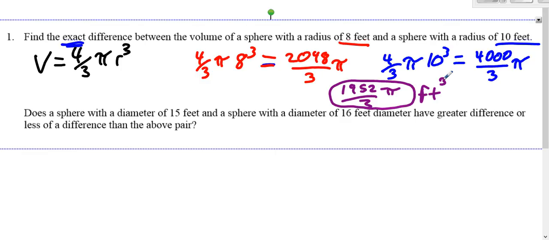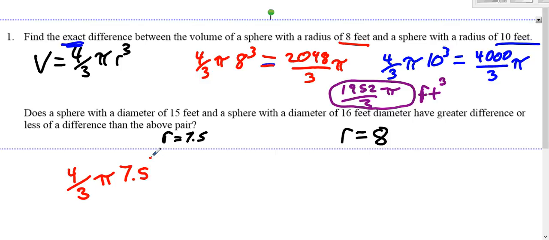So then we've got another part to this. Does a sphere with a diameter of 15 feet, that means a radius of 7.5, and another sphere with a diameter of 16 feet, that means a radius of 8 feet, have a larger difference, greater difference, or a smaller difference, or less of a difference? So we do the exact same setup. 4/3 pi r cubed.